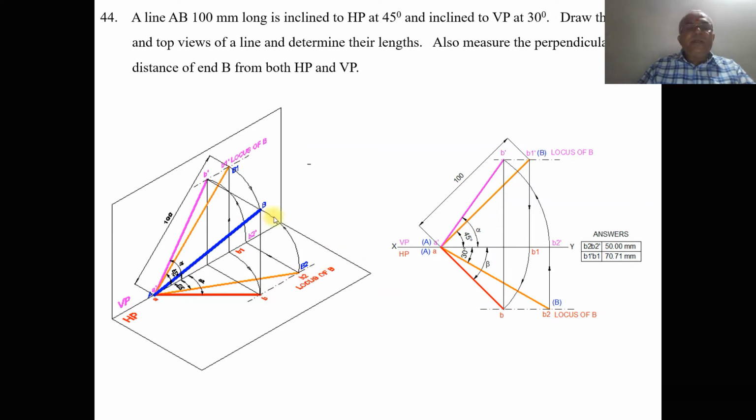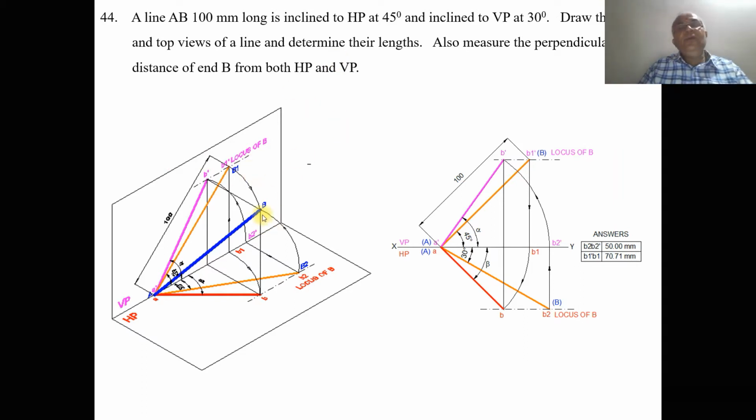Now once you get the loci, it is very easy to find the top view and front view. To find the front view, we have to take the top view. To find the top view, we have to take the front view true length. To do that, first we are going to find the top view now.